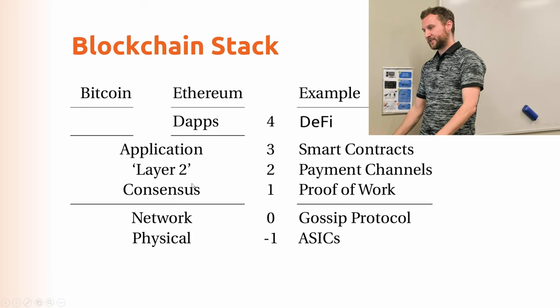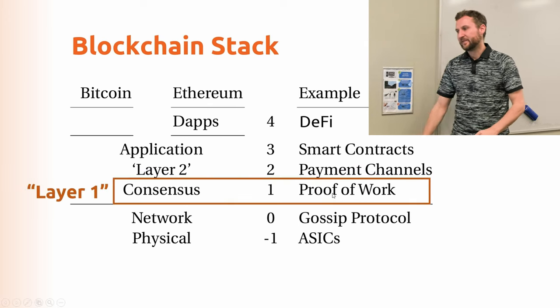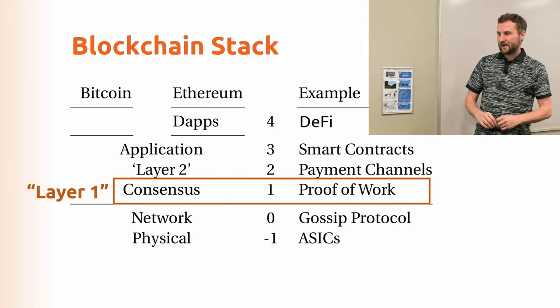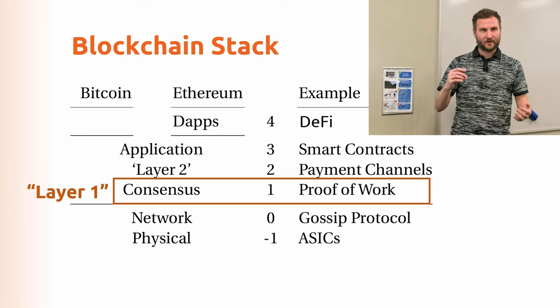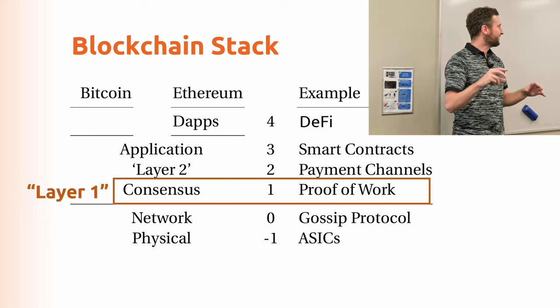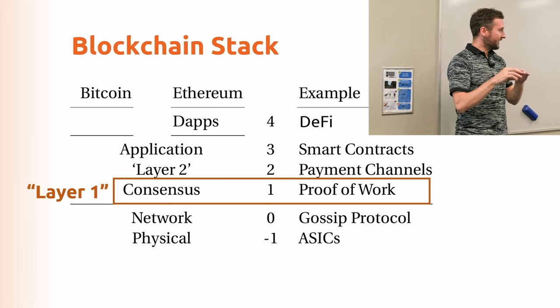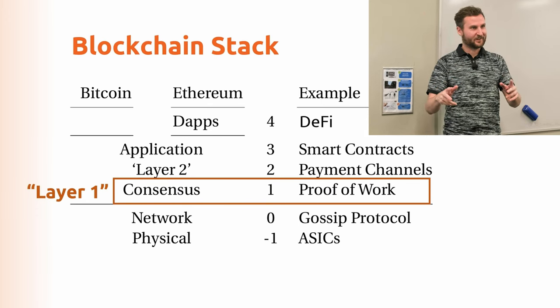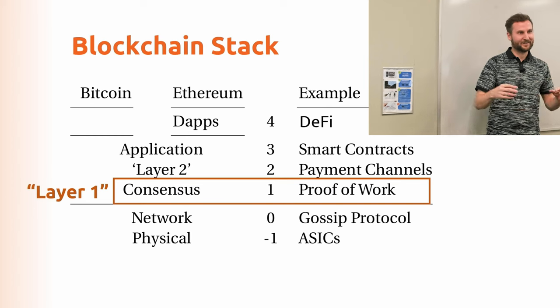I like to put consensus here at layer one. The example is proof of work. And this is where I'm anchoring it. So we get this word layer one, which has come up a couple times. Today we're going to actually elucidate what they are. So layer one is already in the lexicon. We already know apparently what layer one is.